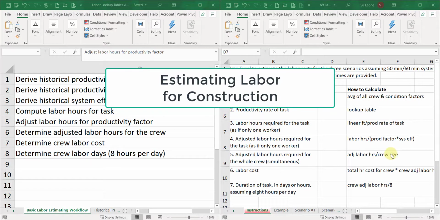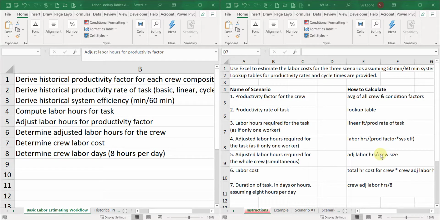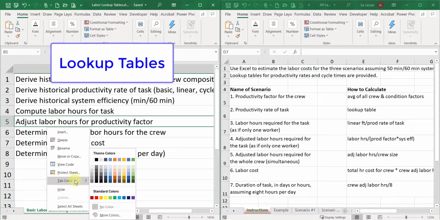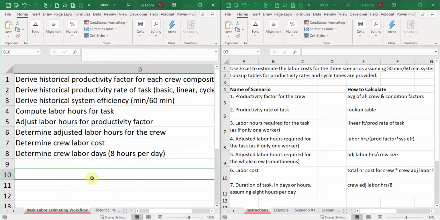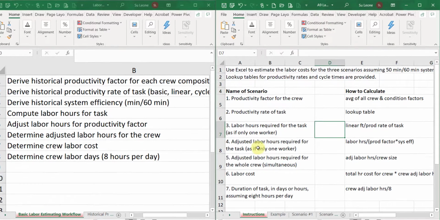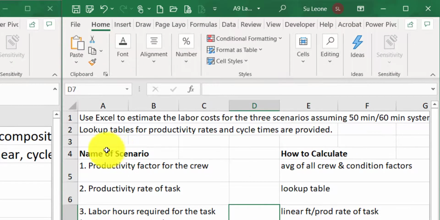I am here to walk you through the process of estimating labor for a specific activity. Before you do anything, you should always read anything that seems like instructions. This one, it's the basic labor estimating workflow. That's telling you the process. And on this one, which is on the right, you can see this is your A9 labor spreadsheet homework. What I've done is I just want you to turn in the Excel spreadsheet itself.